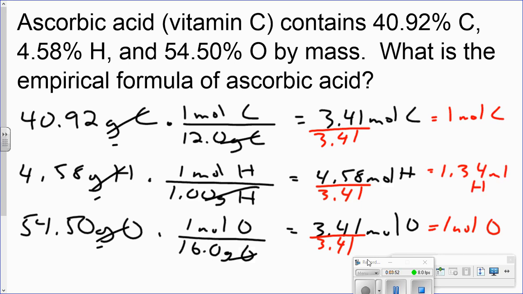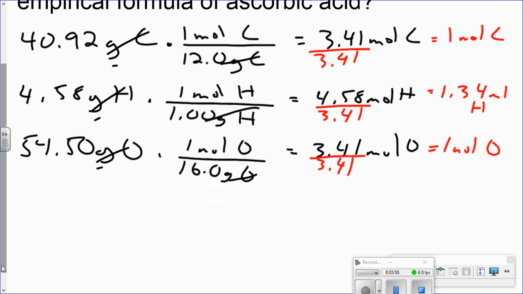Now we can write a formula based off of these numbers, but it's not going to be terribly accurate. We're looking for the lowest whole number ratio, and this isn't whole numbers, but let's just go with it for now. We have 1 mole of carbon, 1.34 moles of hydrogen, and 1 mole of oxygen. It doesn't really work because you can't reduce that 1 1/3 down to single atoms. You can't have 1 1/3 atoms of hydrogen. So why don't we just multiply everything by 3? That way we get rid of that third. If I do it with this, I have to do it with all three.